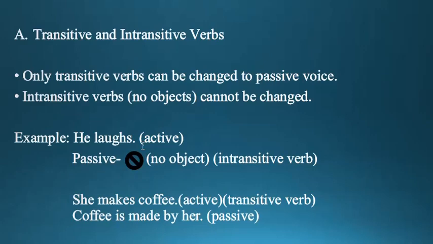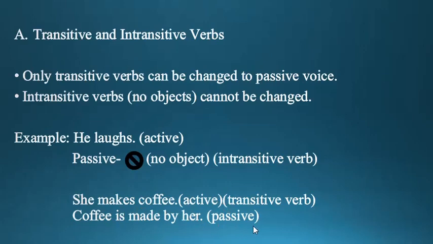He laughs. In the latter part of the sentence, we do not say what laughs or where, or anything. He laughs, it's complete. So this verb doesn't require an object. This is called an intransitive verb. For this, we cannot form a passive voice of the sentence. Intransitive verbs cannot be changed into passive voice. You have to remember that. Only transitive verbs can be changed to passive voice. See the sentence: she makes coffee. She makes what? There is an answer to that question, so this is a transitive verb. She makes coffee is the active form of the sentence.